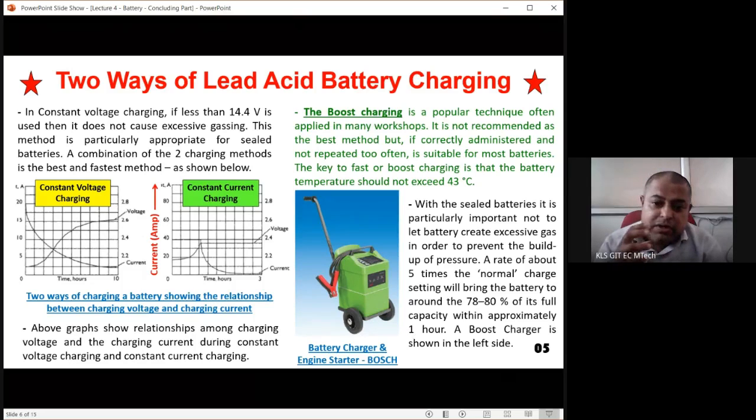So here you are doing the boost charging, but not all batteries can handle boost charging. I told you previously that if you try to charge the battery very fast, we are actually losing battery life. In the short term, you might not see any performance degradation, but in the long run, the battery will not be sustained or will not have a longer life.